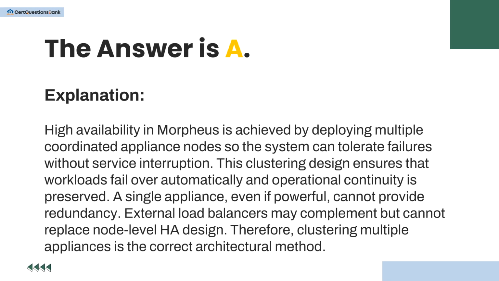The answer is A. High availability in Morpheus is achieved by deploying multiple coordinated appliance nodes so the system can tolerate failures without service interruption. This clustering design ensures that workloads fail over automatically and operational continuity is preserved.